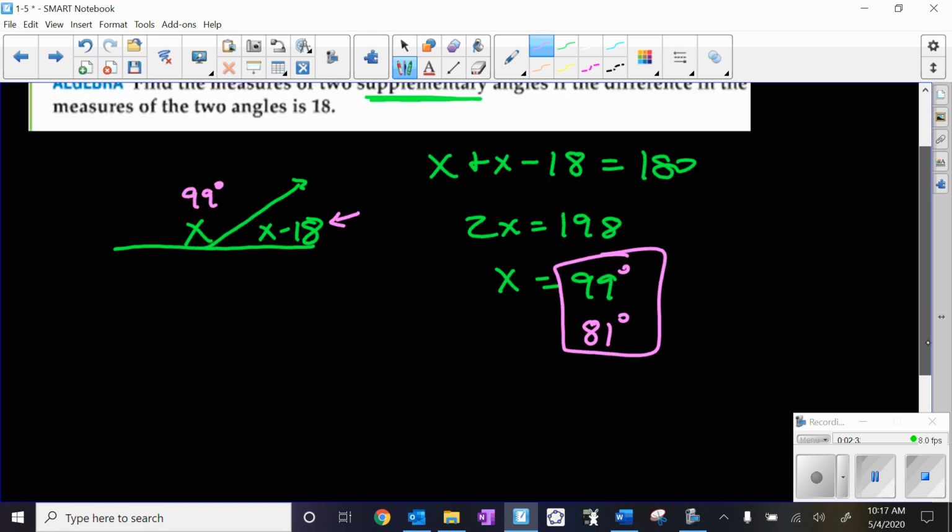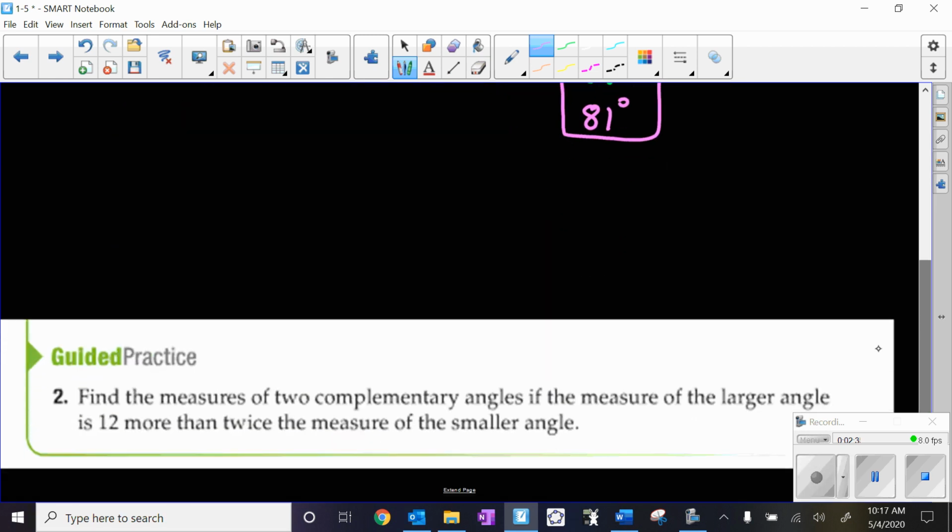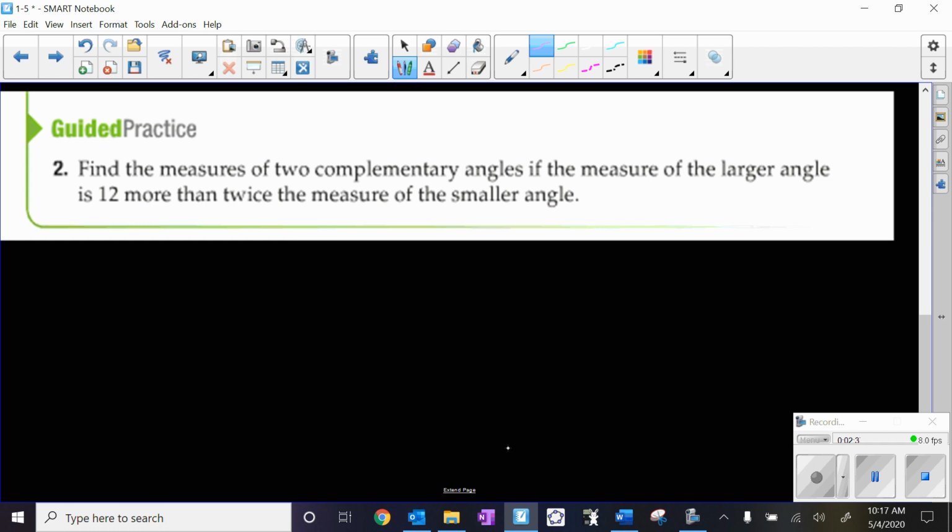We can do something similar with complementary angles. It's really the same thing, except instead of 180, we're dealing with 90 degrees. So find the measures of two complementary angles. So we know that those add up to 90 degrees. So I'll draw in my complementary angles. If the measure of the larger angle is 12 more than twice the measure of the smaller angle.